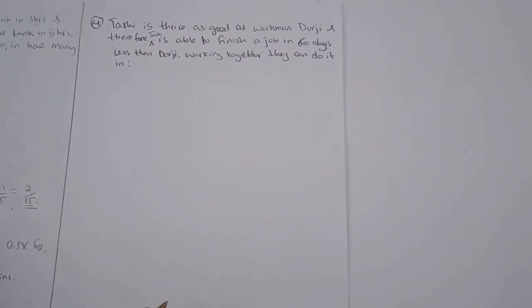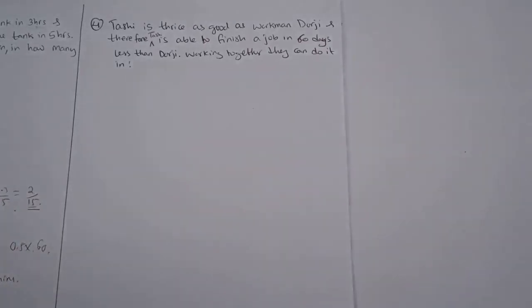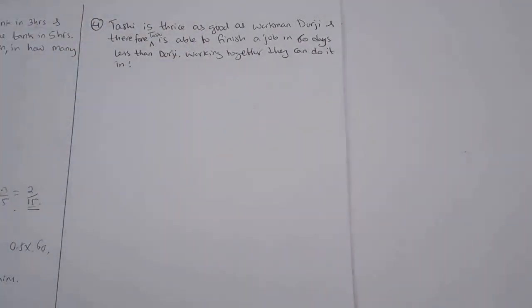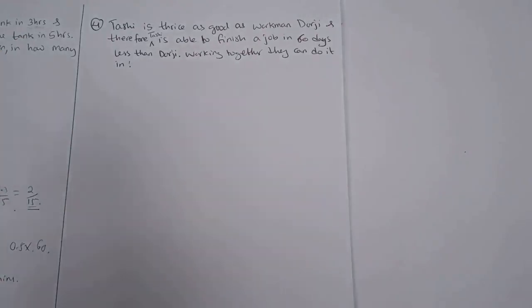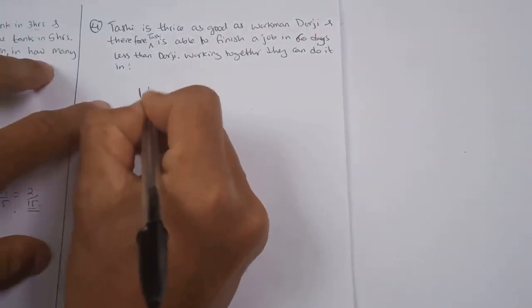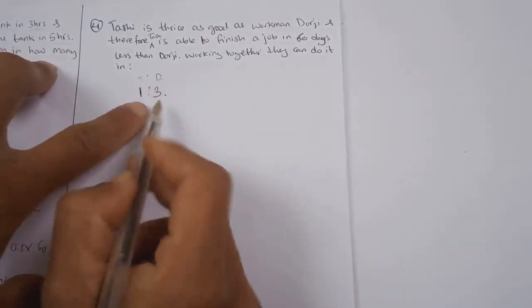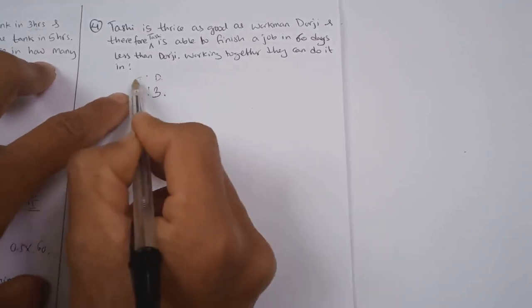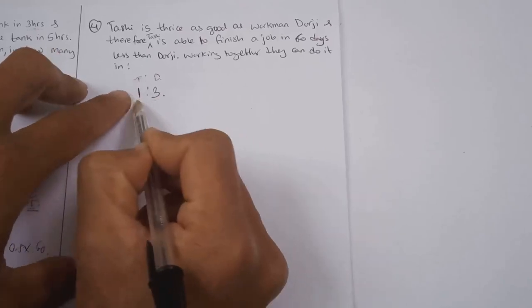Now we'll move on with the fourth question: Tashi is thrice as good a workman as Dorji, and therefore Tashi is able to finish a job in 60 days less than Dorji. Tashi is 3 times better than Dorji, so Tashi does in 1 hour what Dorji does in 3 hours.